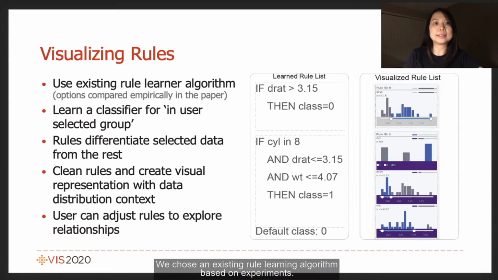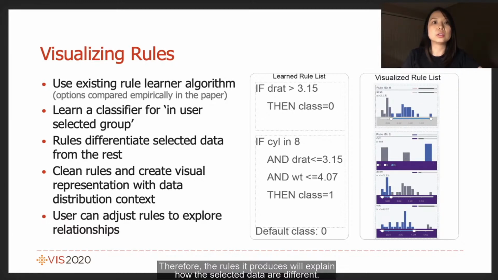We chose an existing rule learning algorithm based on experiments. The paper's related work section describes more alternatives. The user task is to characterize or describe data. But the algorithm is a machine learning classifier. The key to using a classifier to support this task is to have the classifier predict whether a point is in the user selection or not. Therefore, the rules it produces will explain how the selected data are different.